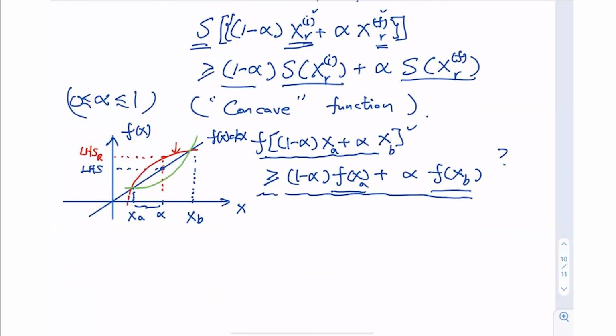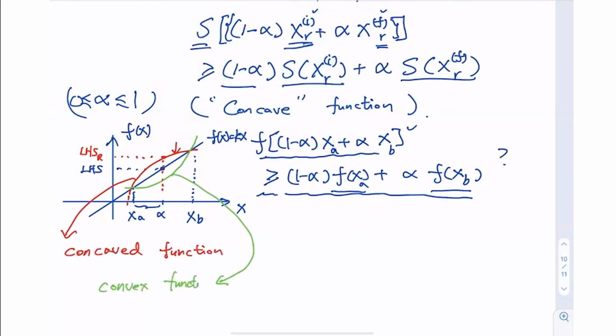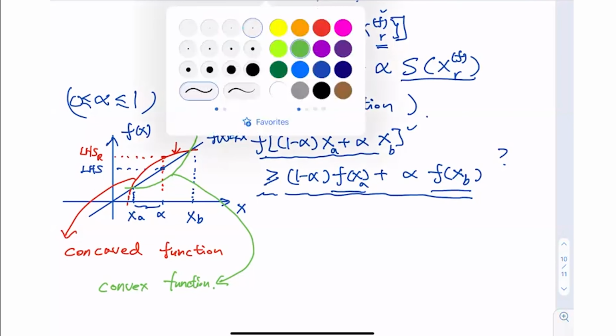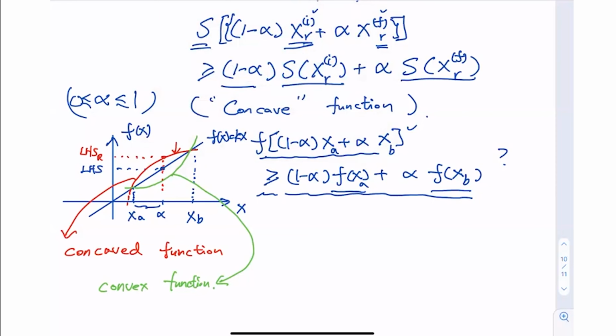Let me try to be a little bit more careful about that, because in this case, I said this red curve is a concave function. And on the opposite side, this green one is called the convex function. Okay, and this definition is used in most of the convention, but in the textbook of Callen, the definition is actually reversed. So let me try to be more careful.